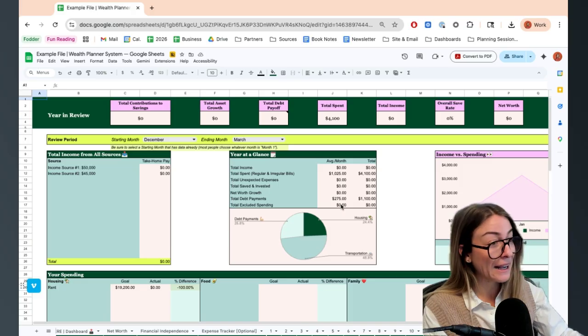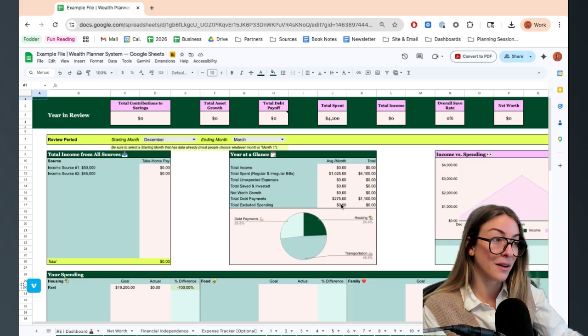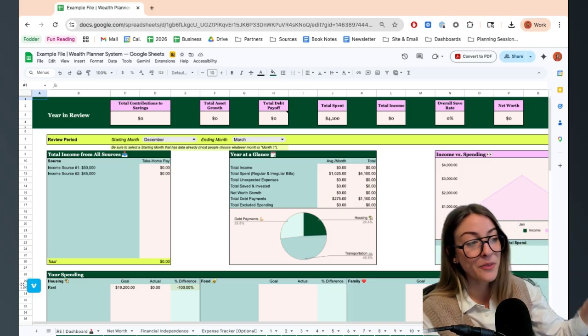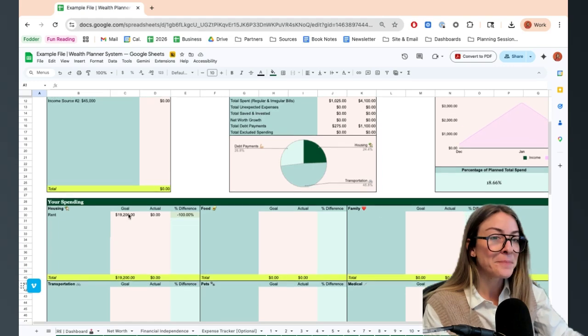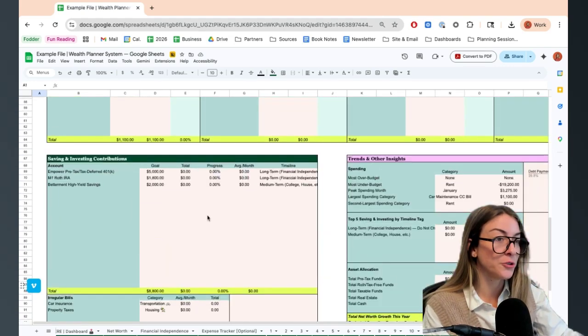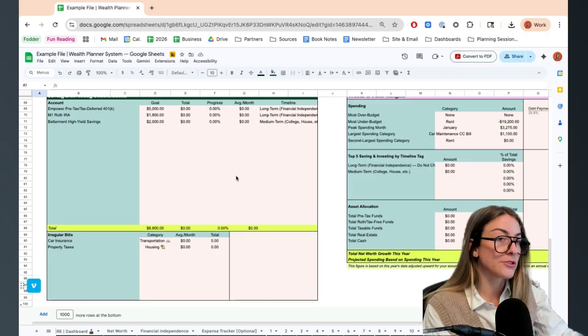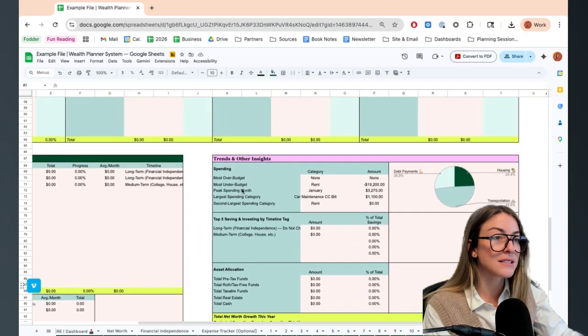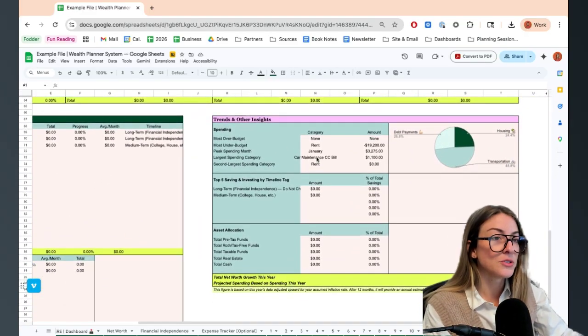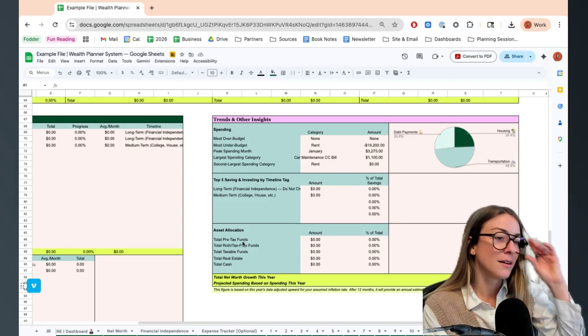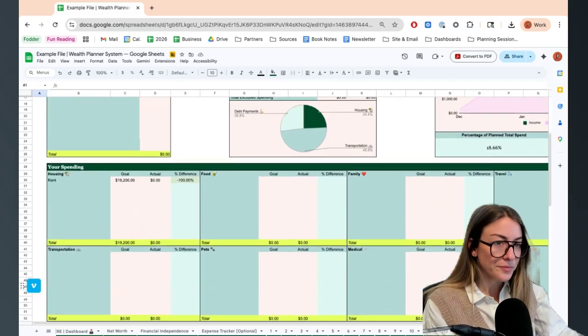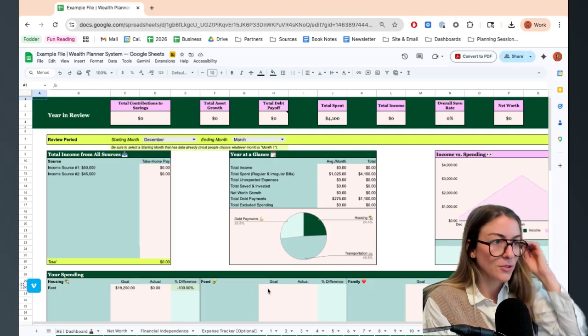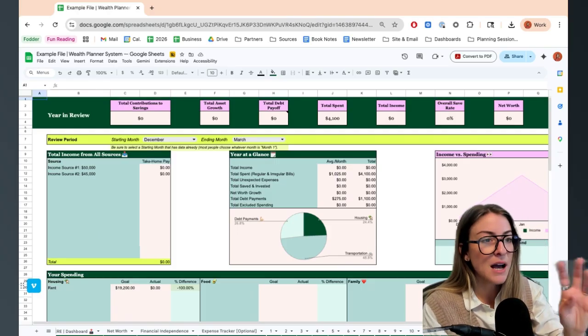So if you get here and it's like, ooh, I'm spending a lot more than I thought, and you're just checking the box to exclude it, you'll see that too. You'll also see how you ended up spending compared to what you planned, and then total contributions to all your investment accounts. And then down here, you'll see some other trends and insights based on what you entered. So really, at a high level, I like this year in review tab. I think it's very helpful.